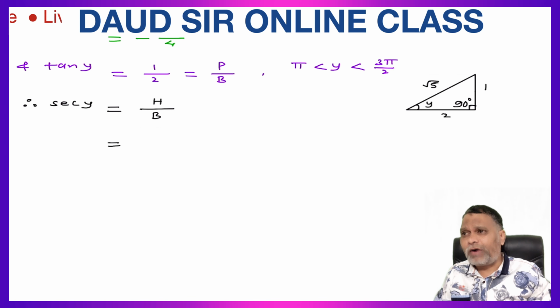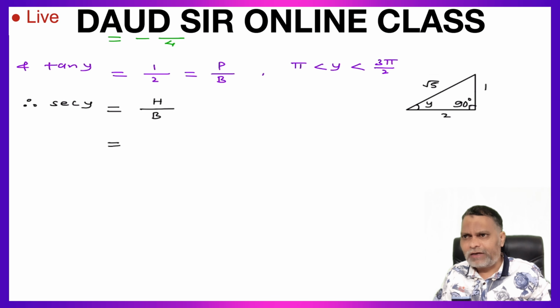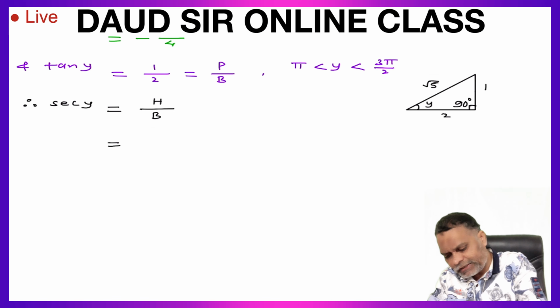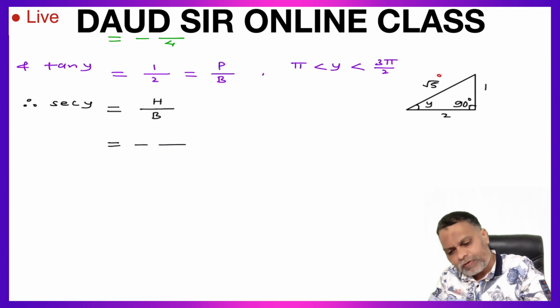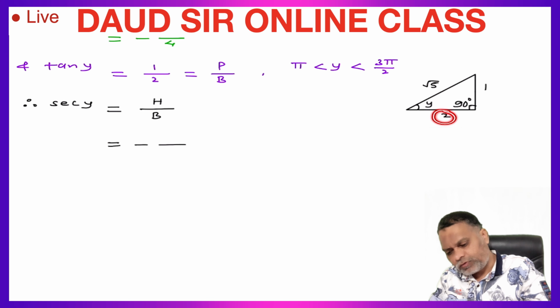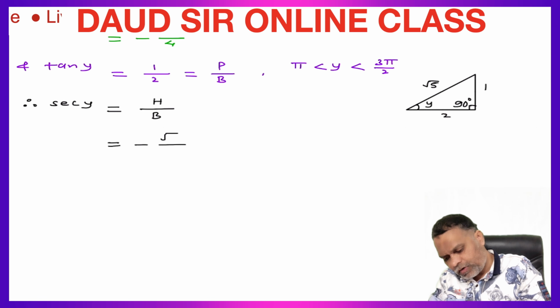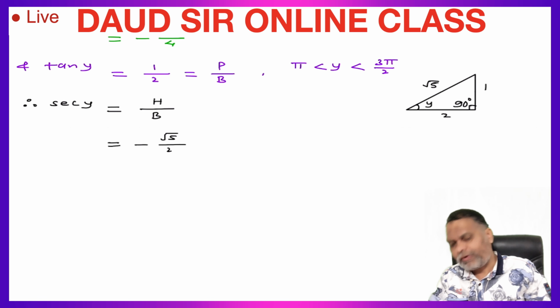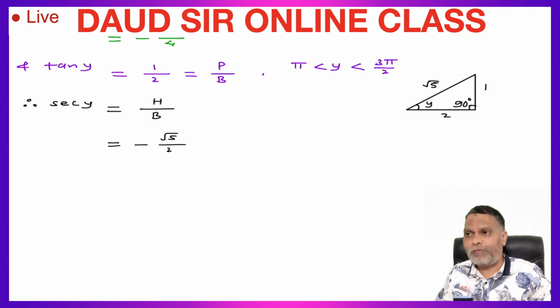Y lies in the third quadrant. In the third quadrant, sec y is negative. Tan and cot are positive there. Sec y is negative, so take the minus sign first. This is minus, hypotenuse root 5 and base 2, so root 5 upon 2. So the value of sec y is minus root 5 upon 2.